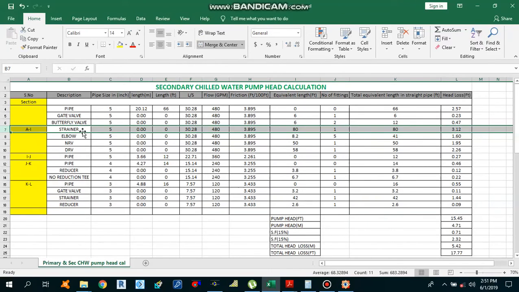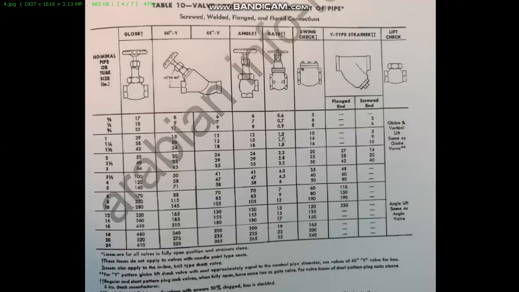So move next, strainer. We have 1 strainer over here, 5-inch strainer, 480 GPM. So we need to get the equivalent length. How much is the equivalent length for a 5-inch strainer? As you can see, we have a Y type strainer over here. We have a 5-inch strainer. If you move over there, we have a flanged end strainer, Y type. How much is the equivalent length? That is 80 feet. 5-inch, 80 feet.